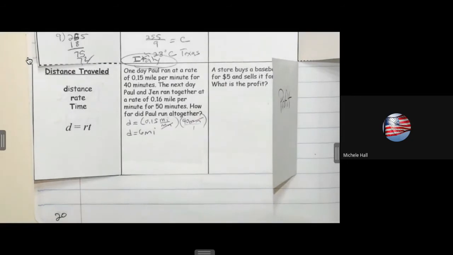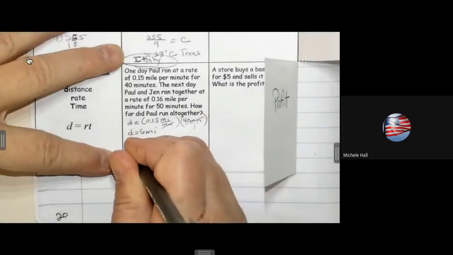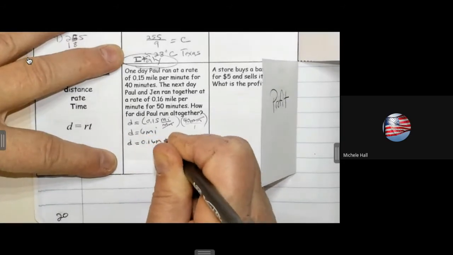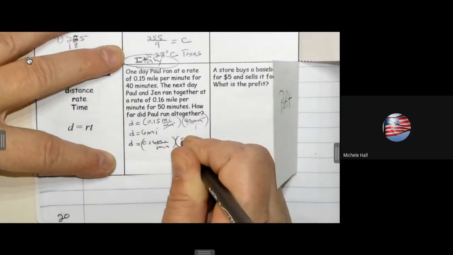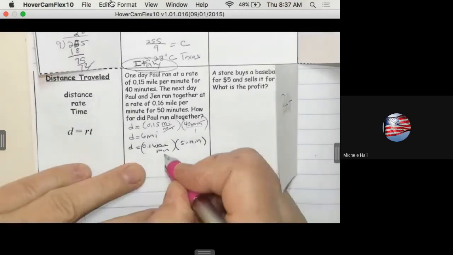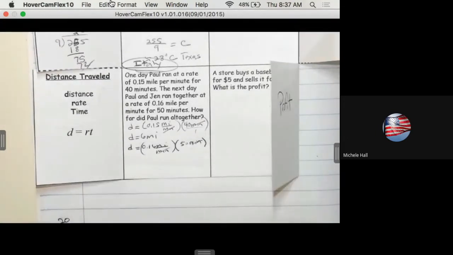And then it says Paul and Jan ran together at a rate of 0.16 miles per minute for 50 minutes. How far did Paul run altogether? Distance equals 0.16 miles per minute times 50 minutes. Again, we have minutes that cancel in the denominator and numerator, which leaves the unit we're looking for. We're looking for distance, and miles is about distance. Now I have 16 times 5, and then multiply it by 10. 16 times 5. Do it on the side of your paper if you have to.